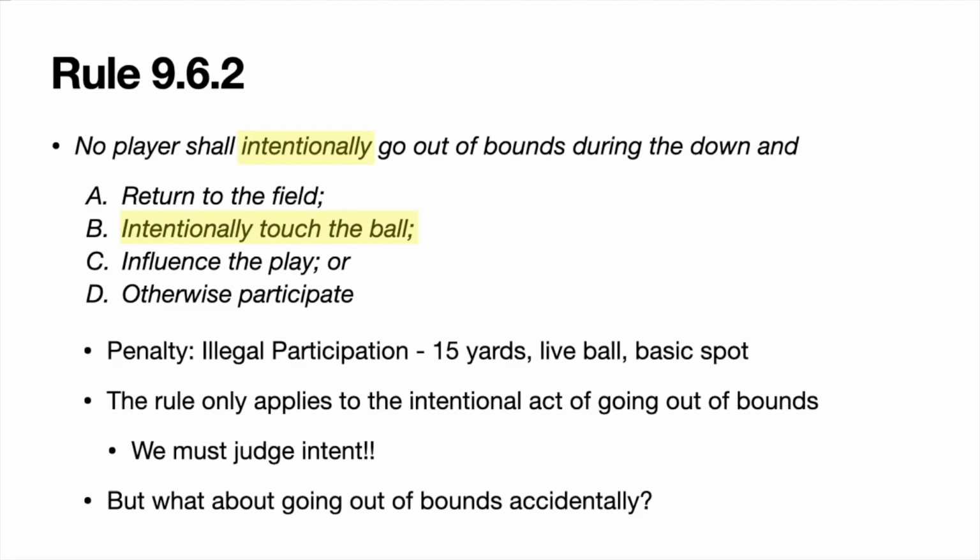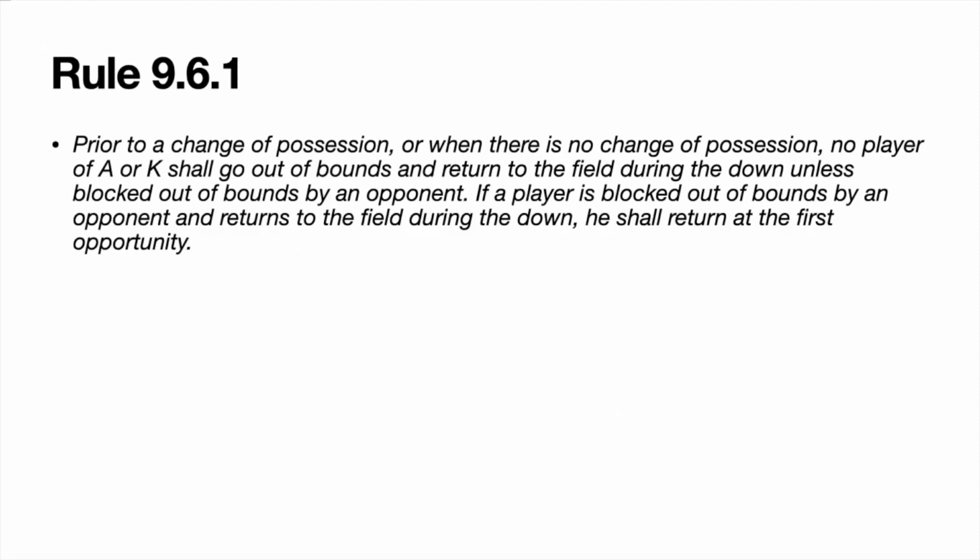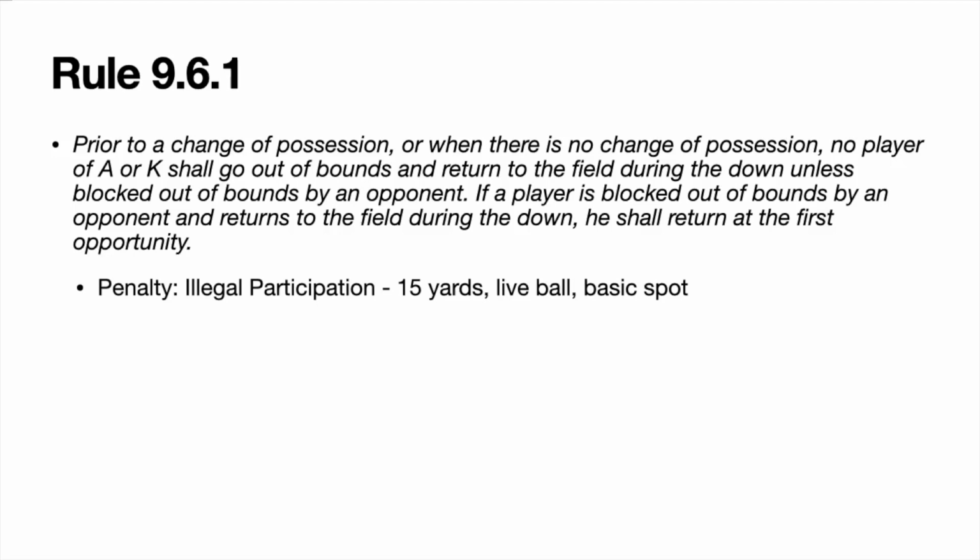Well, luckily, Rule 9.6.1 covers that. It says, prior to a change of possession or when there is no change of possession, no player of A or K shall go out of bounds and return to the field during the down unless blocked out of bounds by an opponent. The other sentence is stuff that we know that is really not pertinent for this specific discussion. The important thing to us about this rule is that if A or K accidentally goes out of bounds, unless they're blocked out of bounds by an opponent, if they come back in, it's a foul. It's a penalty for illegal participation, 15 yards, live ball foul, basic spot.